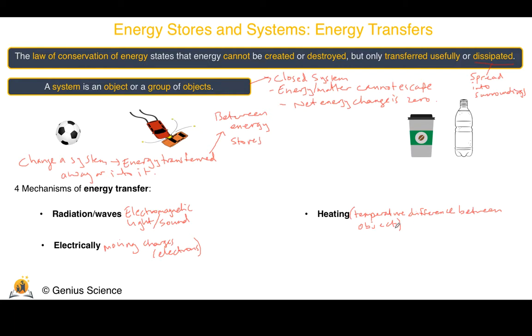The fourth and final mechanism of energy transfer is when energy is transferred mechanically. This is when a force is exerted on an object. This can also be described as work being done on an object.